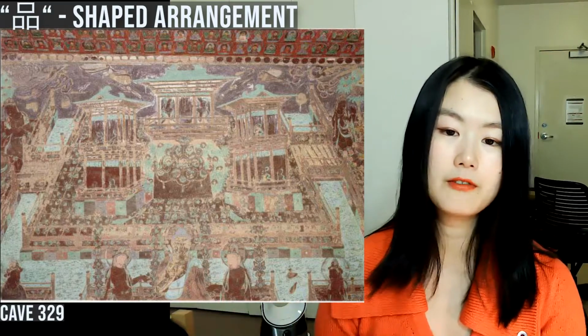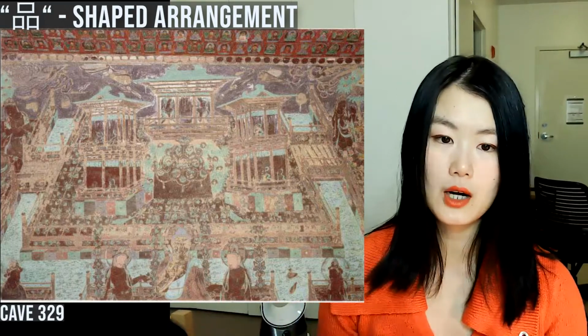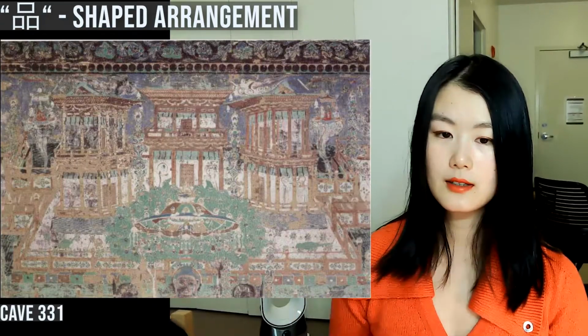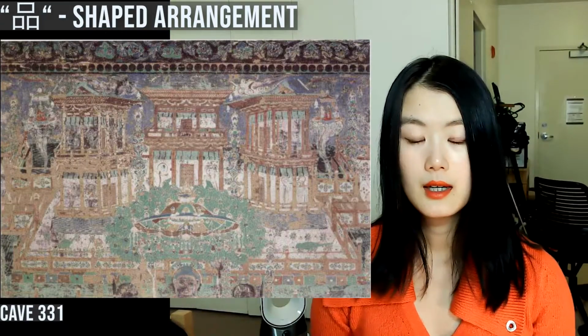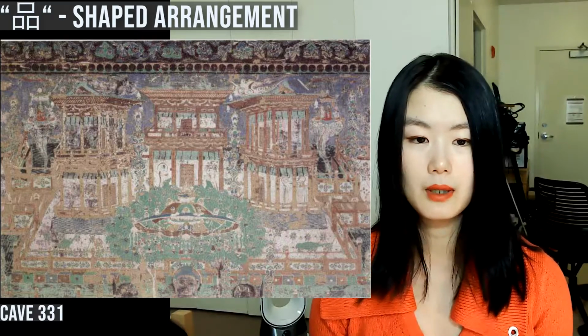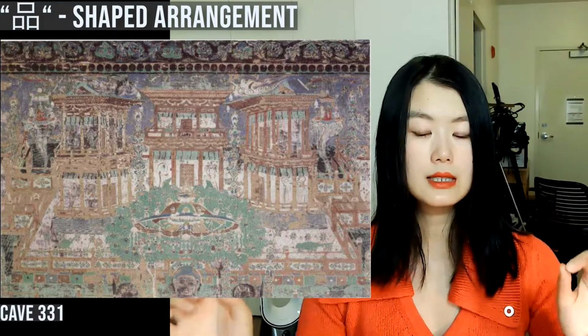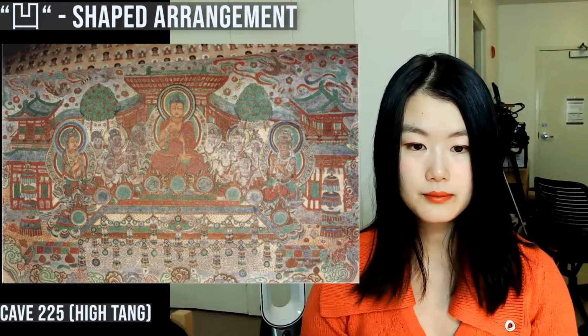This is another common floor plan in palace, temple, and residential compounds alike. Here's another example of the ping-shaped floor plan. Here we can see some nice platforms at the bottom of the pavilions, and we can see the detailing of the dougong as well.